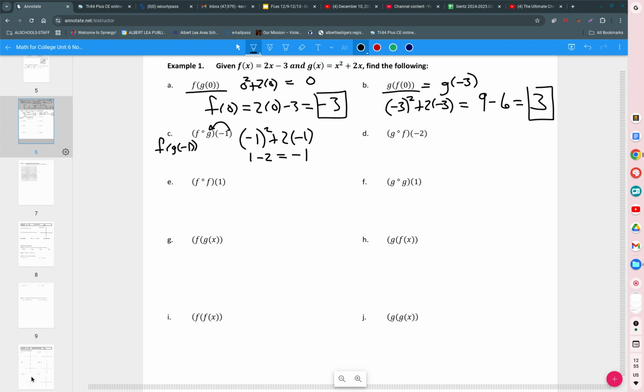What do I do with that negative 1? Put it into f. Yep, plug it into f. So now negative 1 goes in for f, and I get 2 times negative 1 minus 3, and I get negative 5. That's my result. You try letter D on your own.